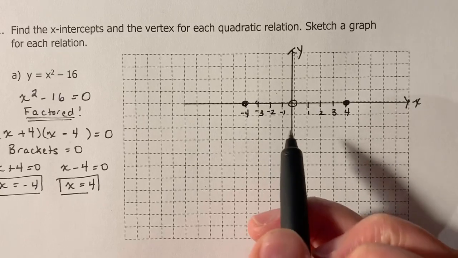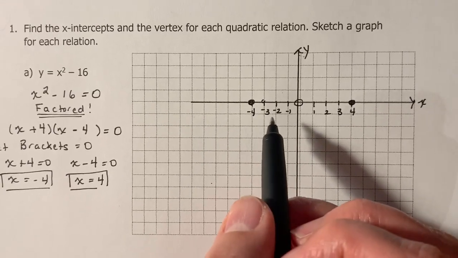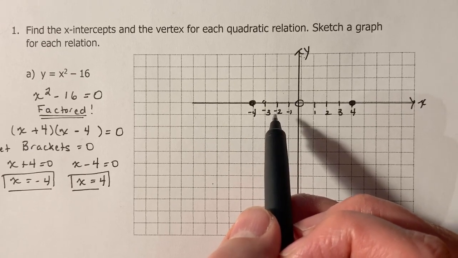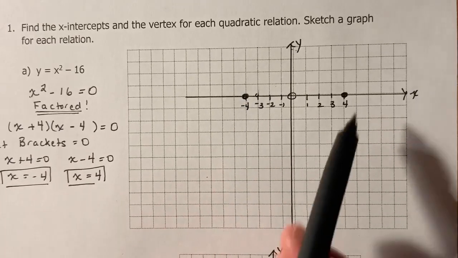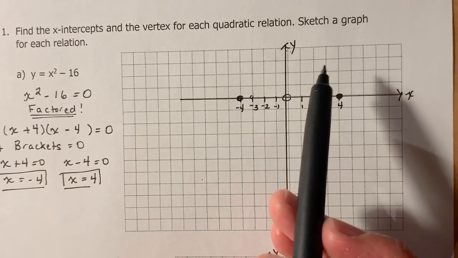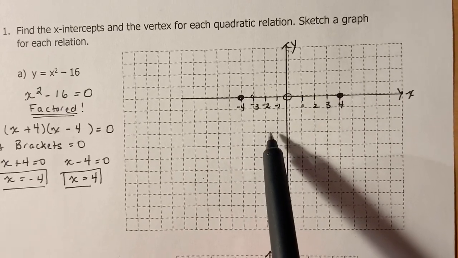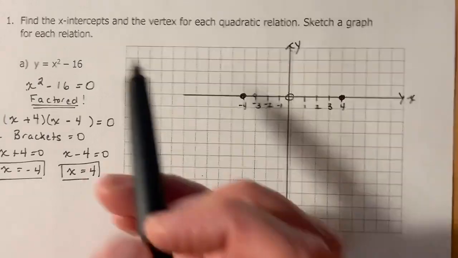You should know before you graph the direction of opening. How do you determine the direction of opening again? Remember, you look at the a value. If the a value is positive, like it is, it opens upward. If it's negative, it opens downward. So I know that this opens upward. If you find the vertex and you find that it's opening downward, that's a clue that you made a mistake, right?